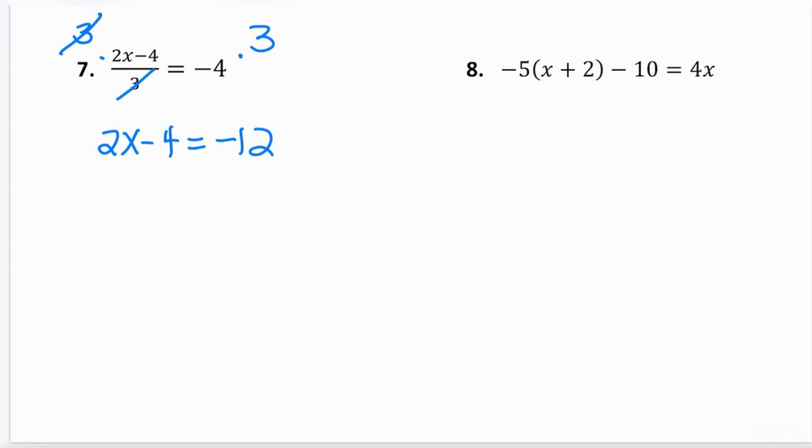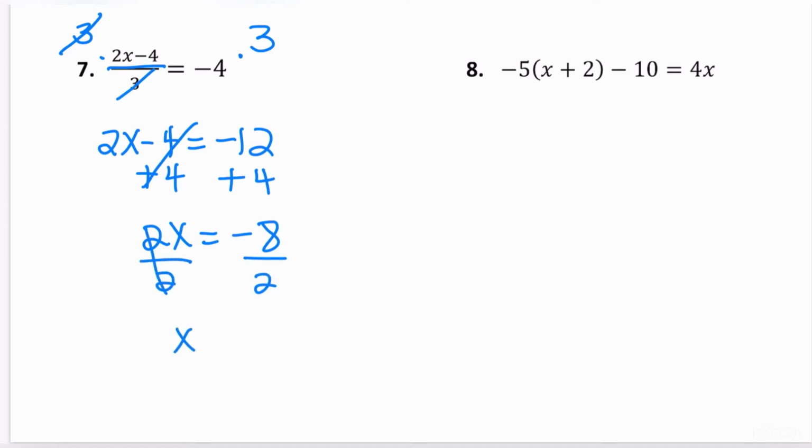Again, because everything is being divided by 3, the first thing you have to do is multiply by 3 on both sides. And now the rest is pretty simple. We are going to add 4 to both sides. So I get 2x is equal to -8. Divide by 2. And voila, x is equal to -4.